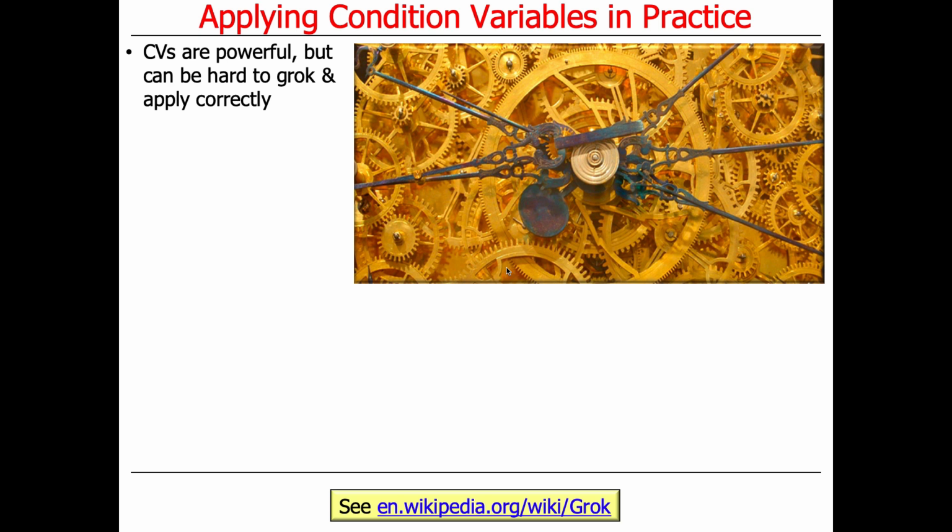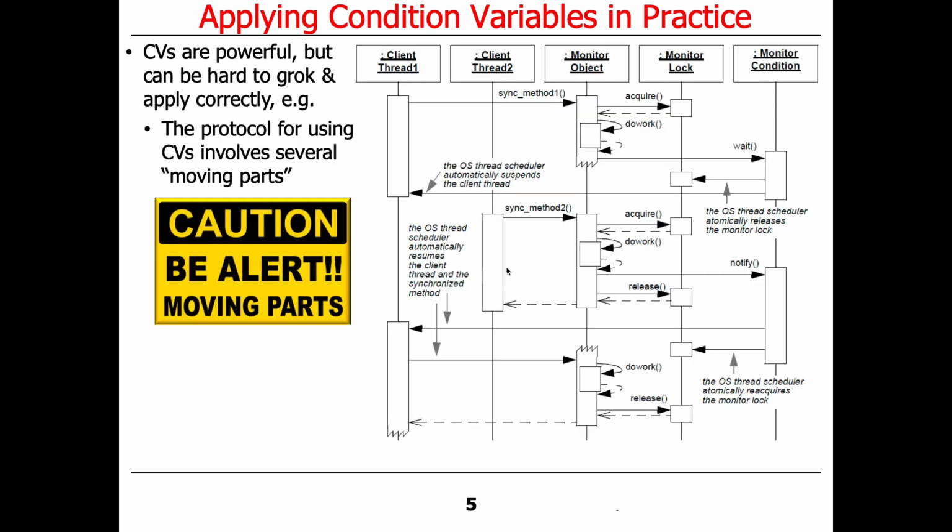As you will see, or as you may already have ferreted out, condition variables are very powerful, but they can be a little hard to understand and apply correctly. The reason why it's hard to understand them is because they require several moving parts in order for them to be understood and applied correctly. And this diagram is from the book I wrote on pattern-oriented software architecture, and it shows how they work at a high level.